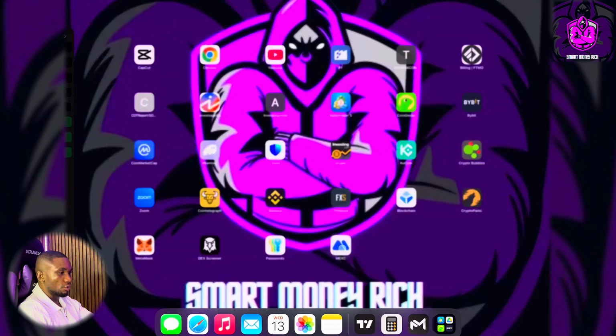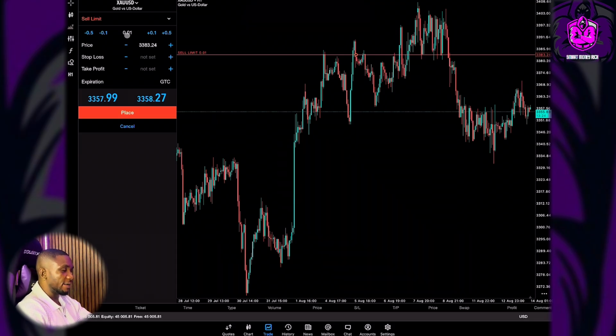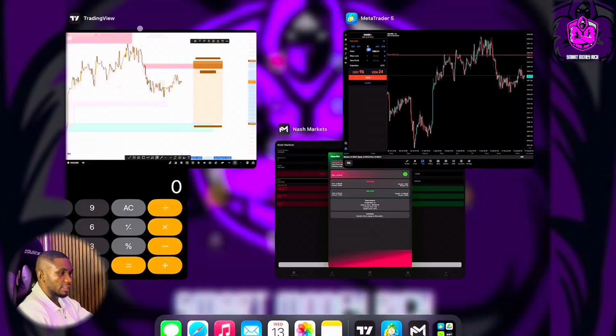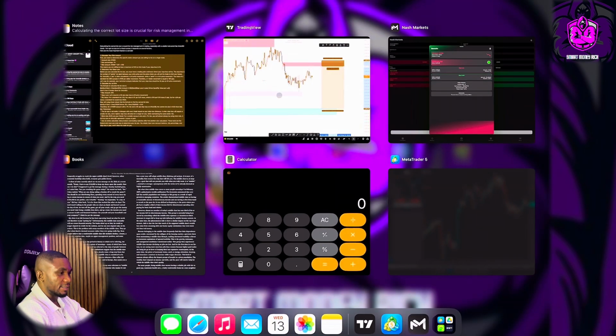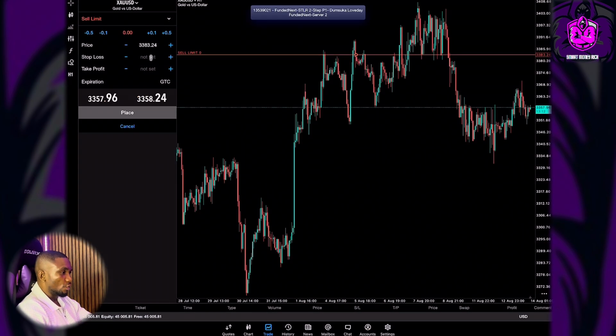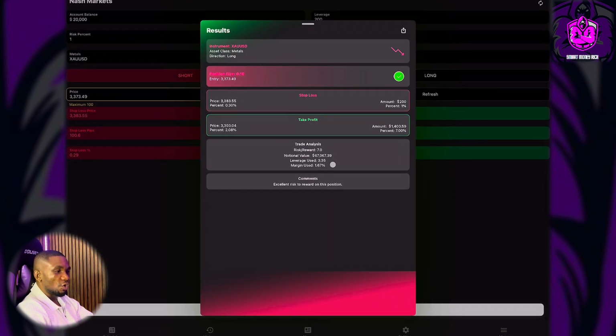Meaning if you go onto your Meta 5 right now and you're going short, this is where you put the lot size. So lot size is 0.19, right? So we are going to put lot size 0.19, and then you place your trade. Remember, this is where you put your lot size. This is gold, 0.19, and that's it. You're going short.